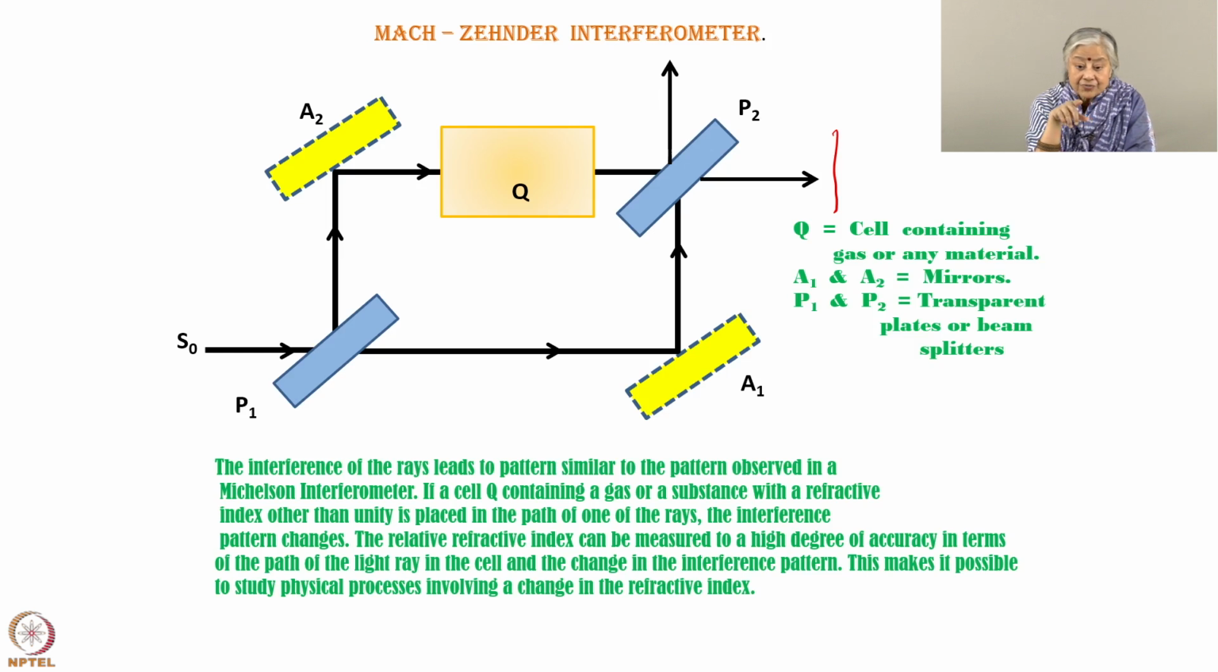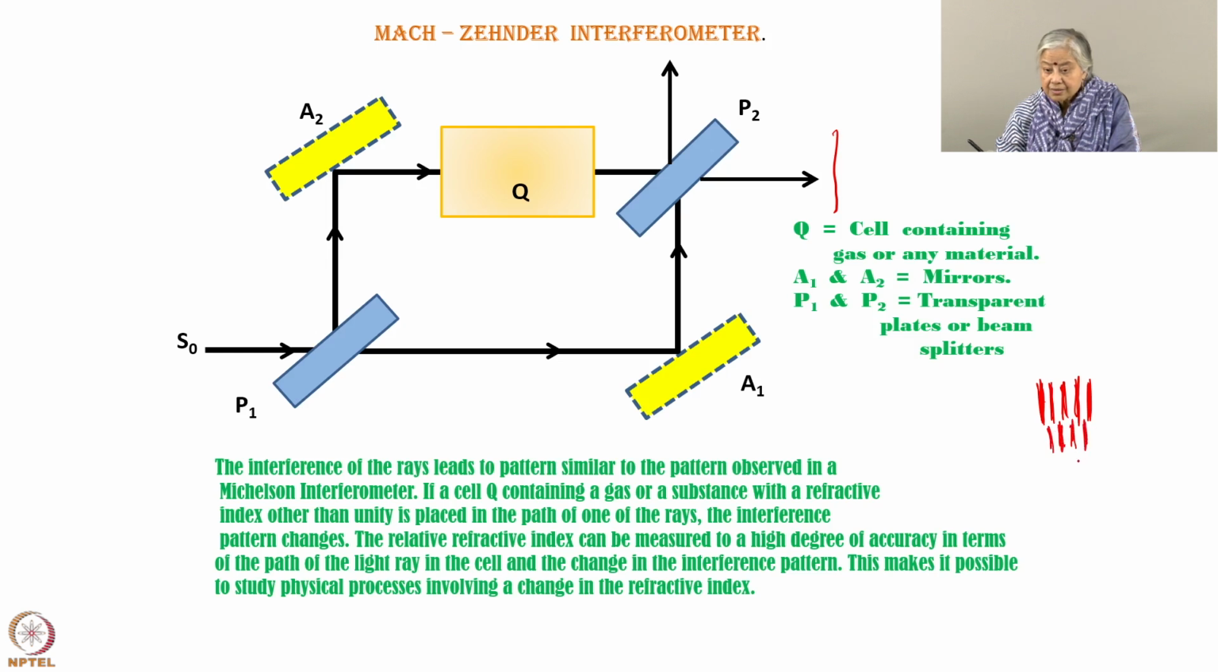The relative refractive index can be measured to a high degree of accuracy in terms of the path of the light ray in the cell. Okay, so, say I get an interference pattern like this, so many lines, just as an example. This is my interference pattern which is there without the cell Q. Then, once the cell Q is placed in it, this interference pattern may not look like this. It may have shifted, if you can see.